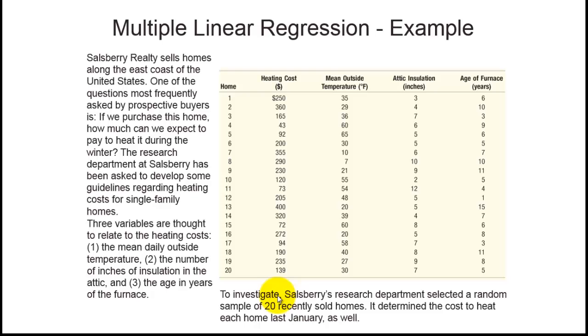We'd like to do that, but we'd also like to know what the strength of the relationship is between the dependent variable and the independent variables. So in this particular case, heating cost is the dependent variable. Mean outside temperature will be x1, the first independent variable. Attic insulation, x2, the second independent variable. And the age of the furnace is the third independent variable.